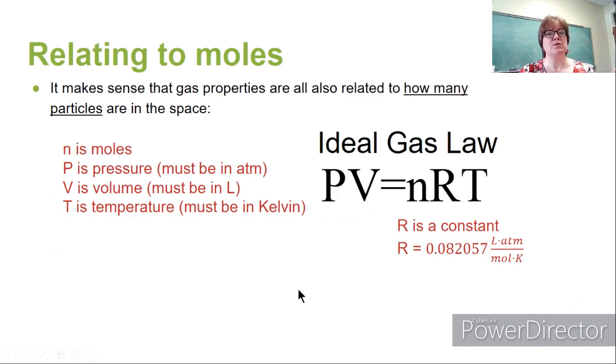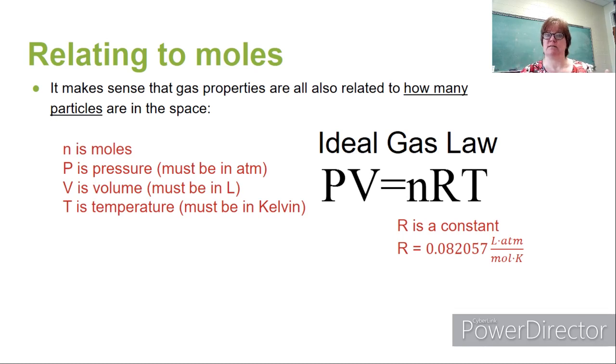Remember, in those properties we said that the moles were being held constant, and remember that a mole is a set of 6.02 times 10 to the 23 particles. So when we talk about moles, we're really talking about the number of particles. So it makes sense that all of these gas properties would be related to how many particles I have. If I have more particles, I need more space. I might have more pressure because I have more collisions.